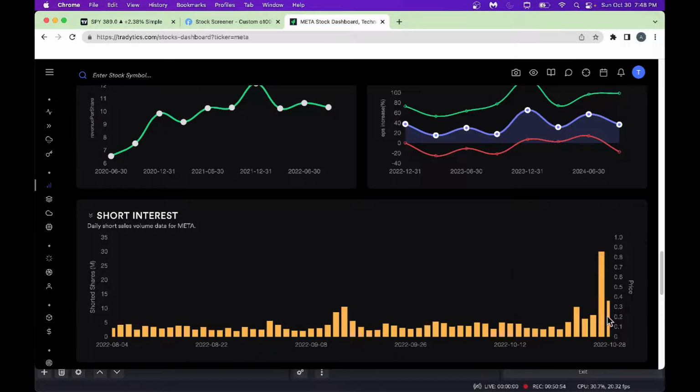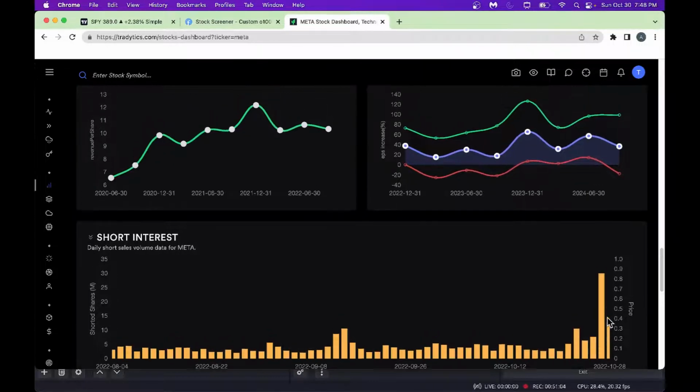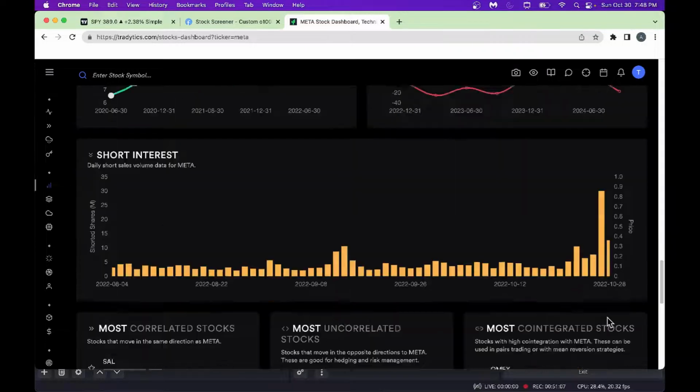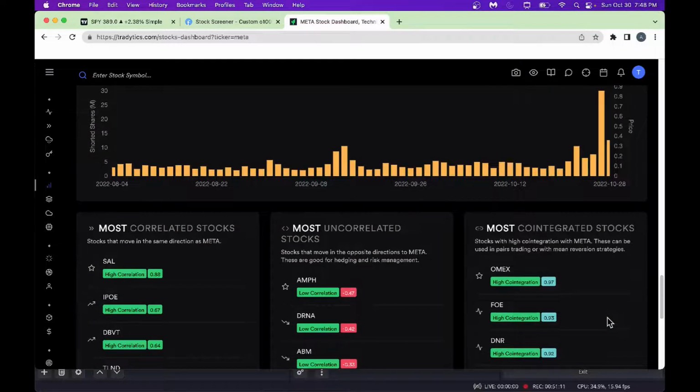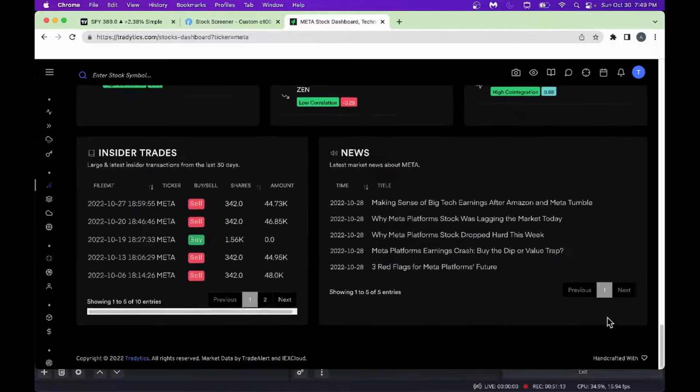But short interest is coming down here. That tells you folks are not shorting now. They're covering the shorts, and short interest level came down. That could be a good story. That will also push the stock higher. All right, so they got various things going on here. Most correlated stocks and so on and so forth here.